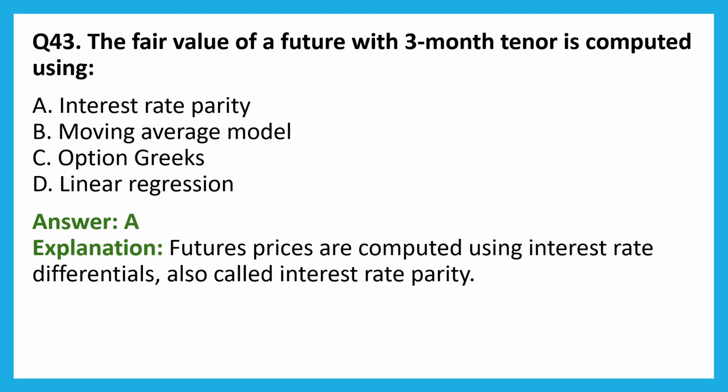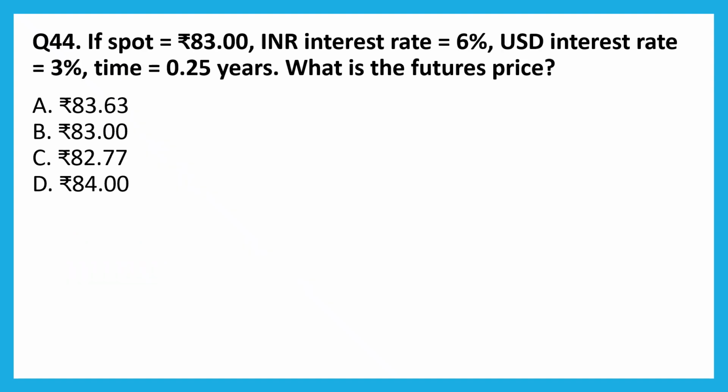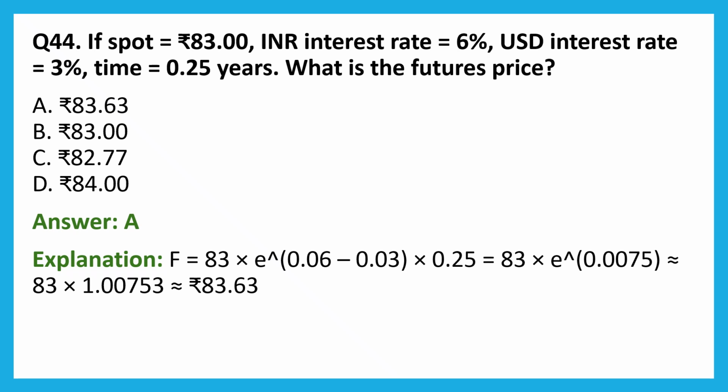Next question. If spot equals 83, INR interest rate equals 6%, USD interest rate equals 3%, time equals 0.25 years, then what is the futures price? Correct answer is option A 83.63.